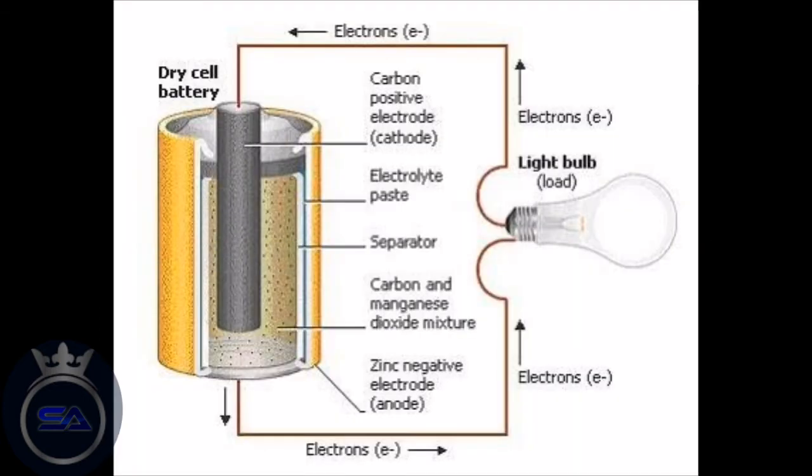Second type, simple dry cell. A simple dry cell is a compact form of the Leclanché cell. All cells are made of three basic components: a cathode, which is the positive terminal of a battery, an anode, which is the negative terminal of a battery, and an electrolyte. An electrolyte is a substance that conducts electricity when dissolved in a solvent. An example of a solvent used in electrolytes is water.